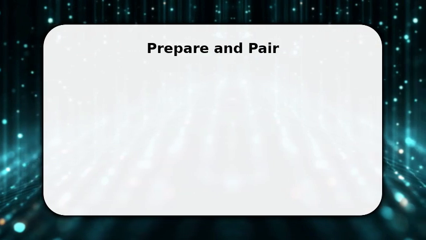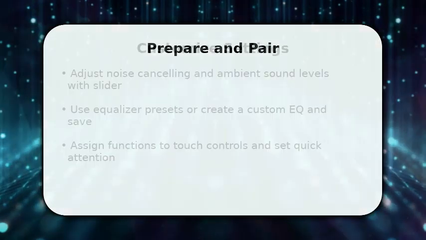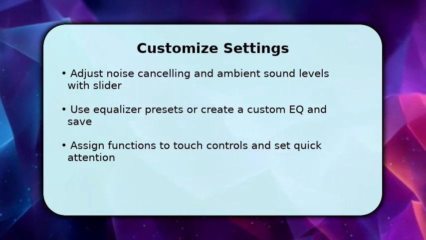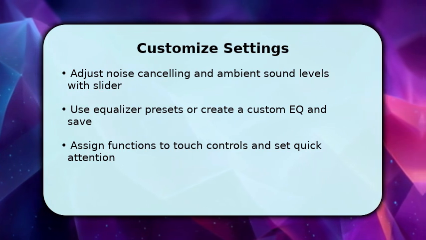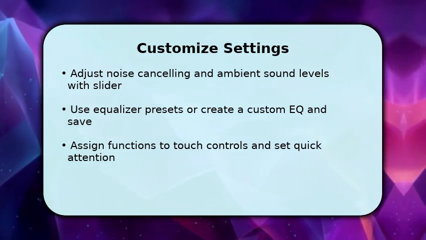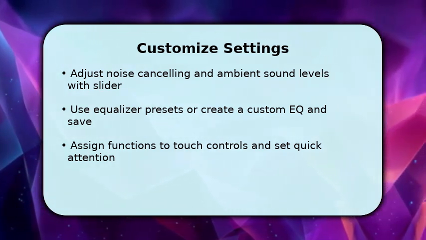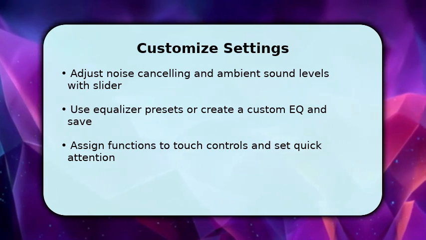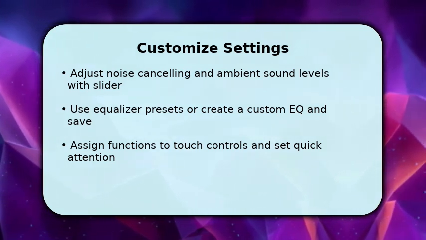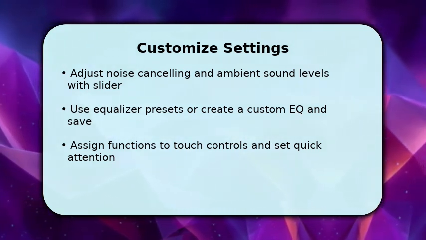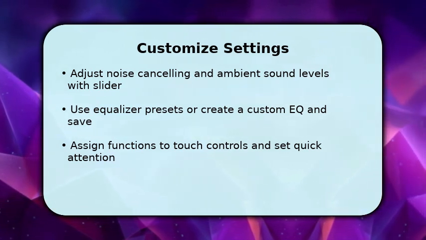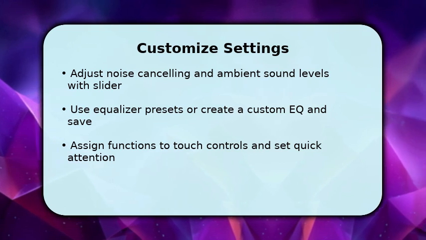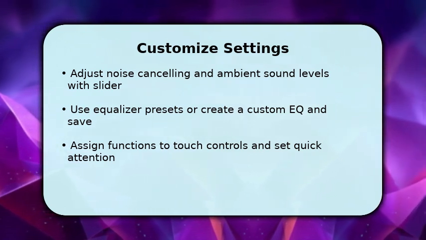Once paired, you move into customization to tailor sound and controls. Open noise canceling/ambient settings and slide to balance isolation versus awareness, because that determines how much outside sound you let in. Next, tap sound/equalizer to pick a preset or create a custom EQ. Save it so you can switch quickly. Then configure touch controls and quick attention so gestures match how you use calls and media. Make sure to test with us.